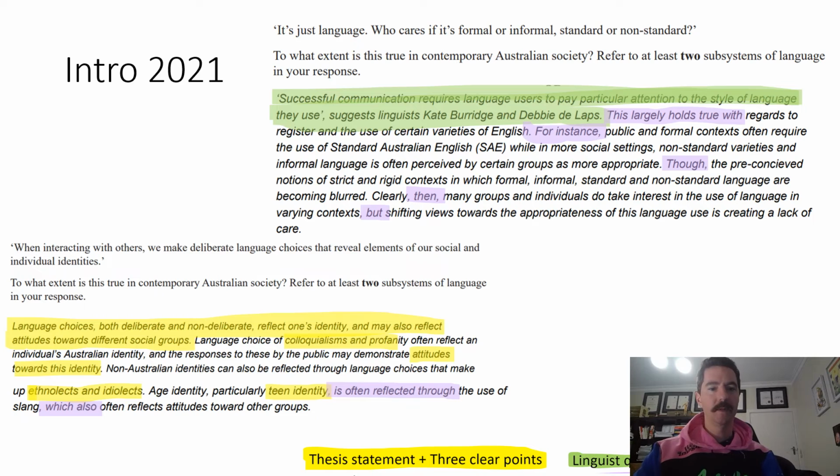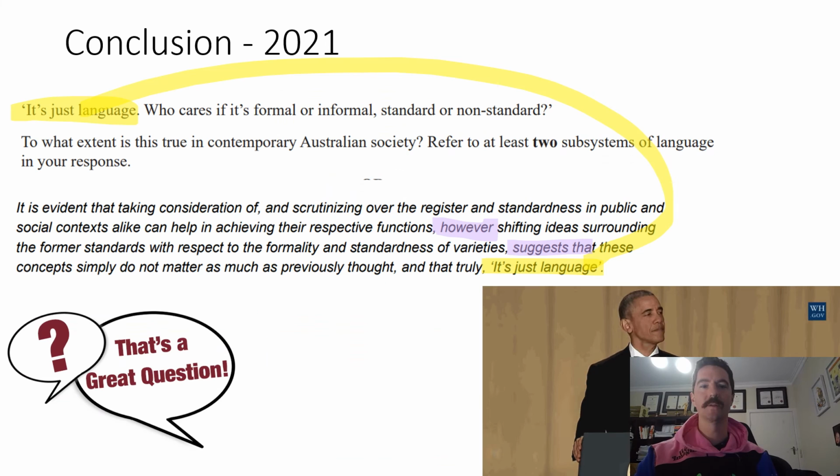And down the bottom, you can see the bottom one's especially interesting to me because if you look at it, colloquialisms and profanity, ethnolect and idiolect, and teen identity, those are probably three things that you've prepared for your exam as well. And so looking at the topic sentence and those three points, maybe compare that to an introduction you've written, and just see how they've approached theirs differently and how they've matched their language to the language of the question. And this one's really juicy.